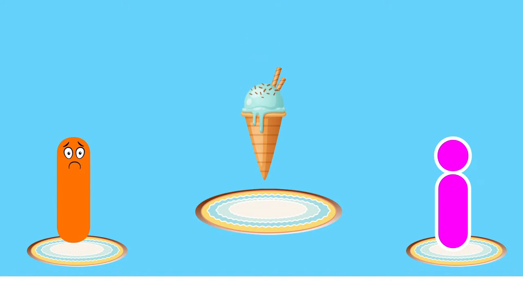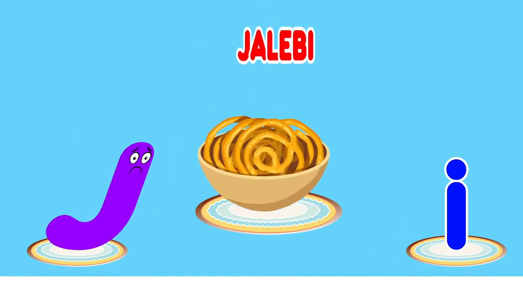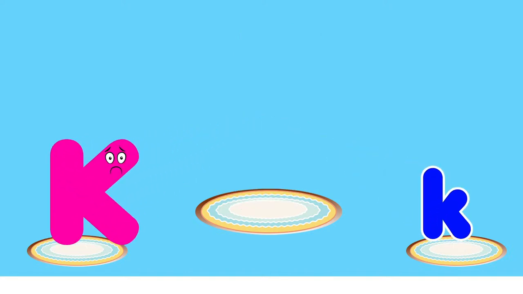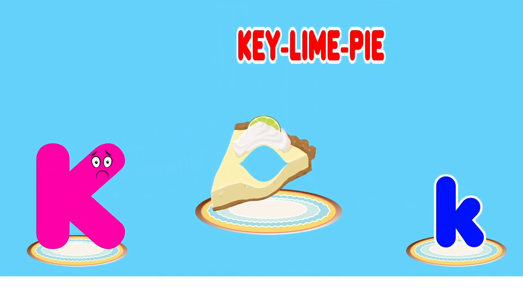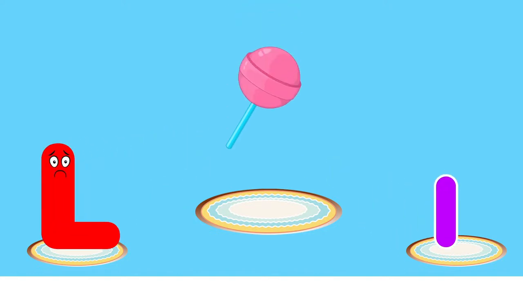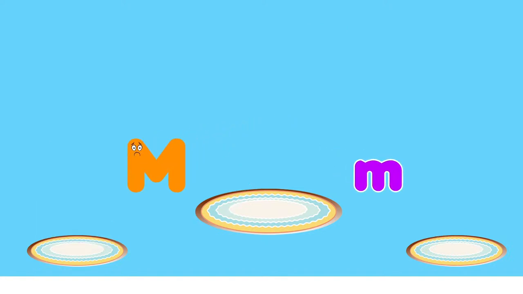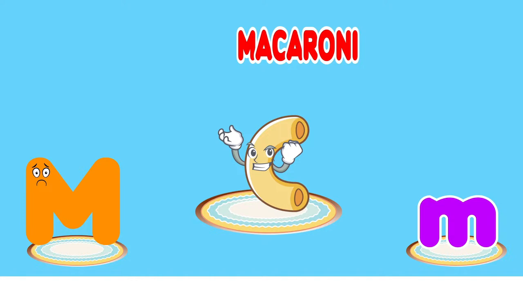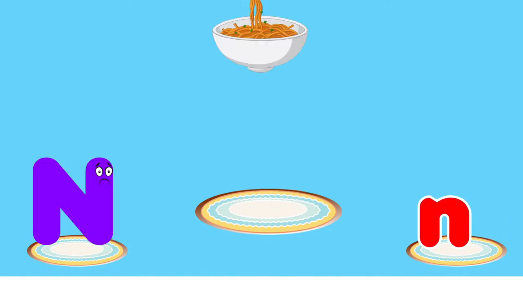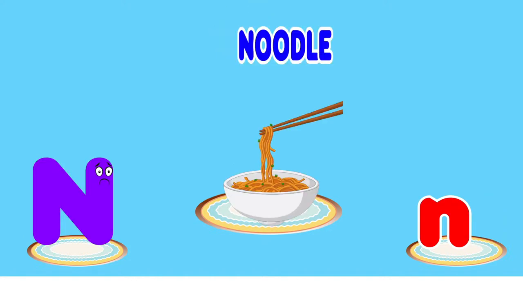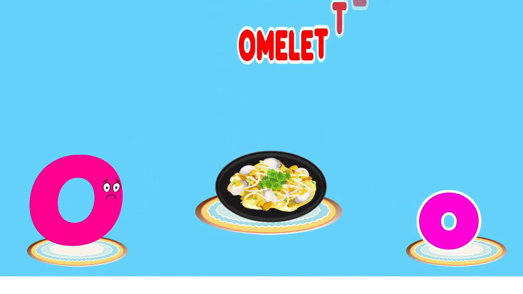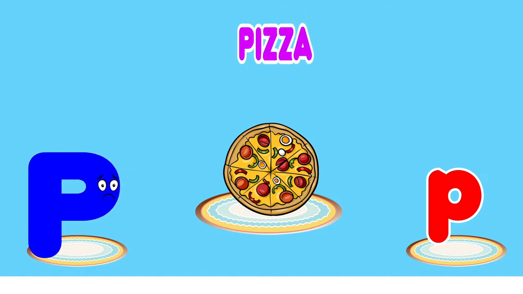I is for ice cream. J is for jelly bean. K is for key lime pie. L is for lollipop. M is for macaroons. N is for noodles. O is for omelette. P is for pizza.